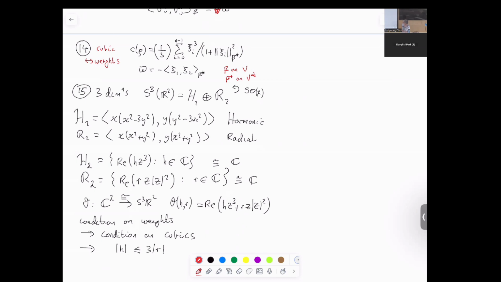A harmonic polynomial can be written as the real part of h z cubed, where h is a complex number. So you can think of the harmonic polynomials as a complex number. Similarly, the radial polynomials are the real parts of r z times the absolute value of z squared, where r is a complex number. So you can think of these as the complex numbers and those as the complex numbers. In other words, we can think of cubic polynomials on the plane as the same thing as a pair of complex numbers. If you give me a pair of complex numbers, here is a cubic polynomial on the plane. Now, the condition on the weights, when you do the algebra, turns out to be the modulus of h is less than or equal to 3 times the modulus of r.